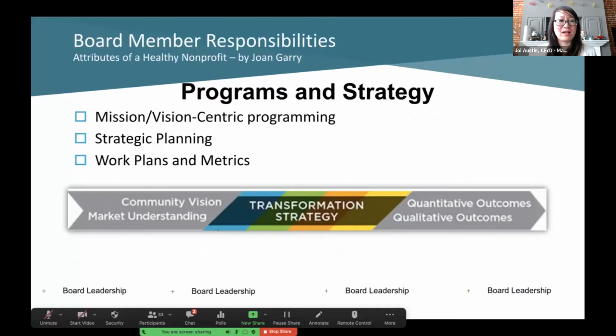And in the end, again, we go right back to programs and strategy. One of the biggest responsibilities for the board is really to guide that and lead the organization through it. So that's looking at your mission and vision, making sure that the program matches the mission and vision, going through any type of strategic planning. And then as you get to the transformation strategy that you have for your community, what then are the work plans that fall under economic vitality, design, promotion, and organization, and how are we measuring that?